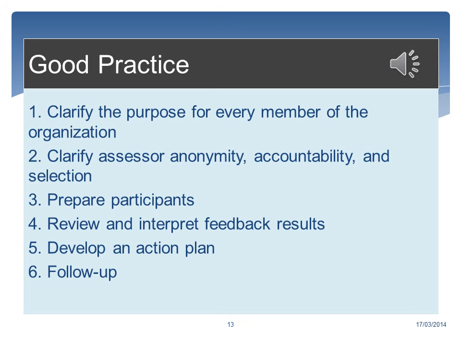The Center for Creative Leadership has published a short guide on 360-degree feedback best practices, based on a review of the literature. This guide, which is available from the CCL website, makes recommendations in 6 areas. In brief, the guide recommends that it is important to: 1. Clarify the purpose for every member of the organization. 2. Clarify assessor anonymity, accountability, and selection.